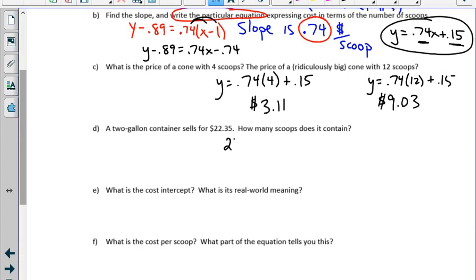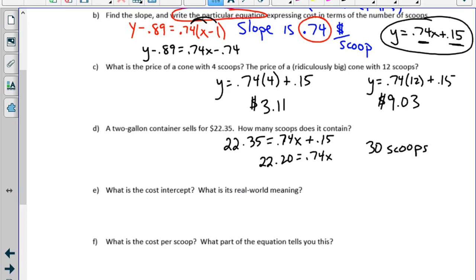This is kind of a working backwards problem. So 22.35 equals 0.74x plus 0.15, because the monetary amount, the dollars, would actually go in for y in this case into the original equation. So now I subtract 15 cents and I get 22.20 equals 0.74x. And then I divide by 0.74. I end up figuring out that that is 30 scoops when I divide by the slope.